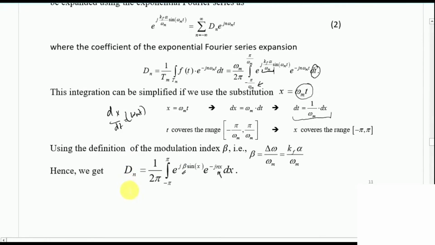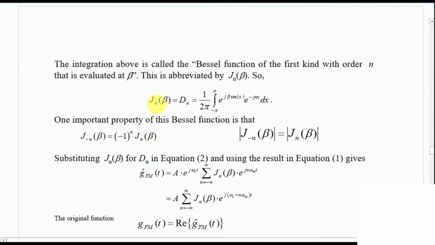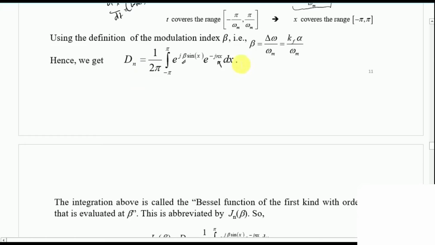Now the important point is that we do not have a closed form expression for this coefficient, or in short, we cannot solve this integration. So if we cannot solve this integration, what is the way forward? The way forward is actually, this is basically a definition of a Bessel function. So this whole thing is a Bessel function.